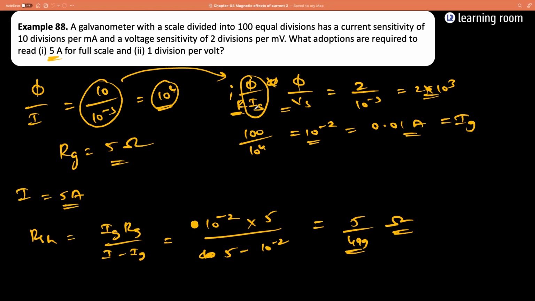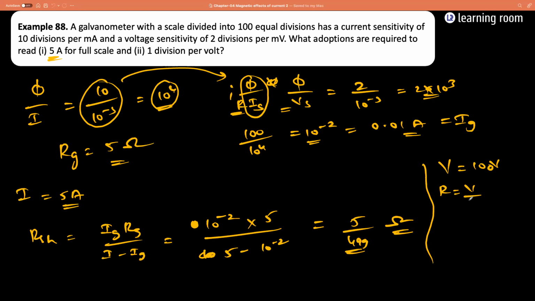So they are saying they need a voltmeter where 1 volt gives 1 division. So how many divisions are there for this galvanometer? Guys, listen to my point carefully. They want a voltmeter where for 1 volt, the pointer is deflected by 1 division. How many divisions are there for this galvanometer? 100. So what is the voltmeter's range they're expecting? V is? Guys, I need an answer. 100 volt.